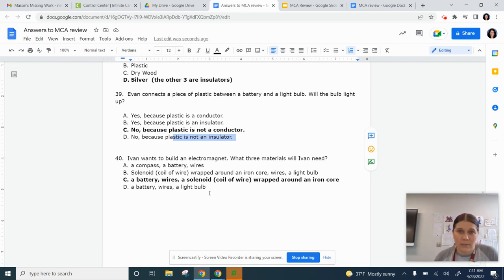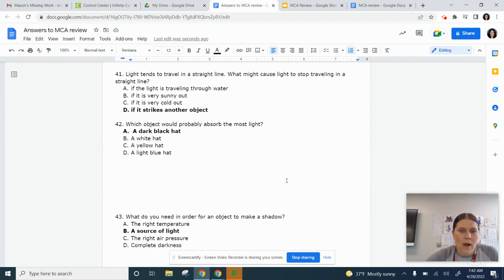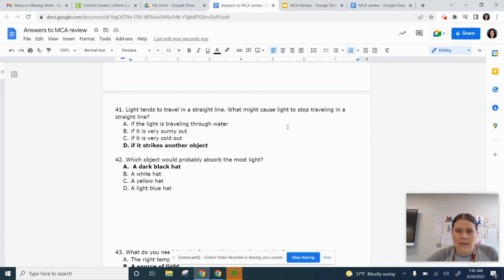So we don't need to turn something on. We're trying to pick stuff up through electricity and magnetism. So you need something to charge it. You need wires. And then you need to wrap around something that will be the magnet. 40 is C. 41, what might cause light to stop traveling in a straight line if it hits something else?